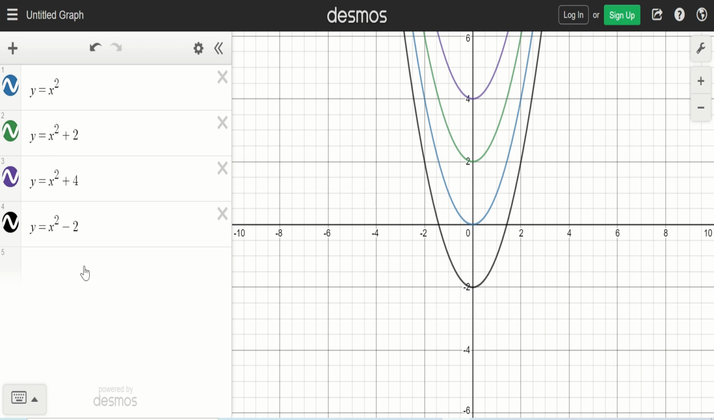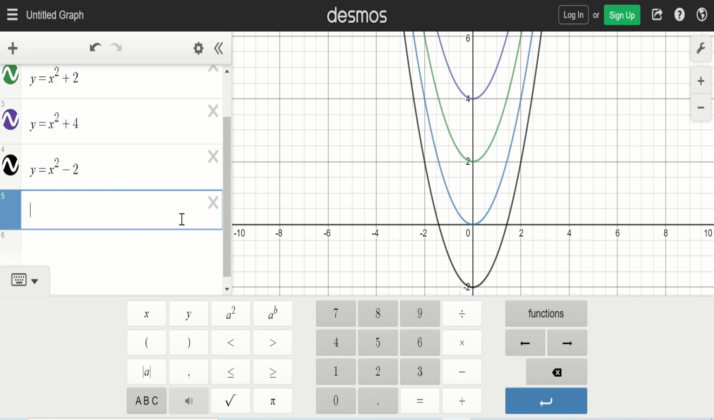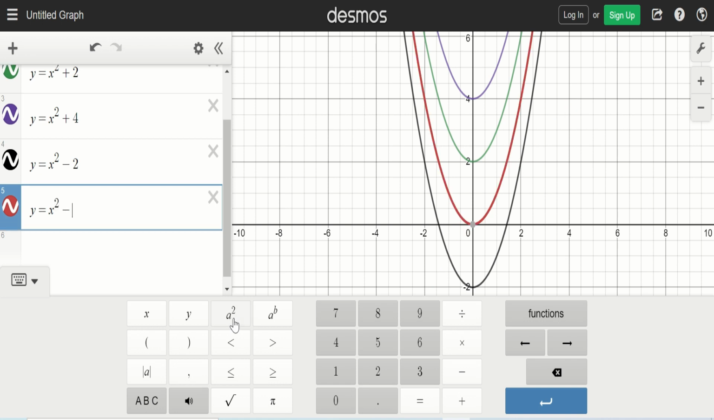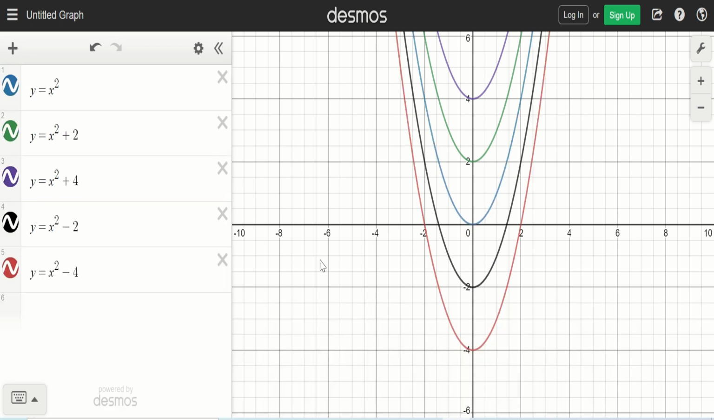So how about if our k is equal to -4? Therefore, we have y is equal to x squared minus 4. So for the last one, observe that the graph y is equal to x squared minus 4 moves 4 units downward from our parent graph. So that is how the graph changes when k changes also.